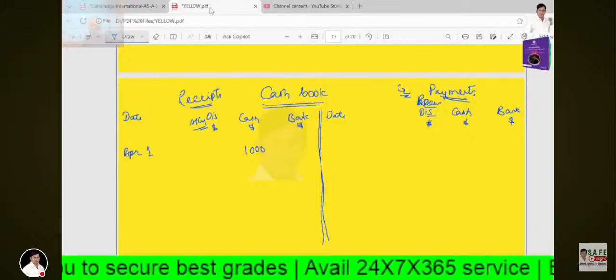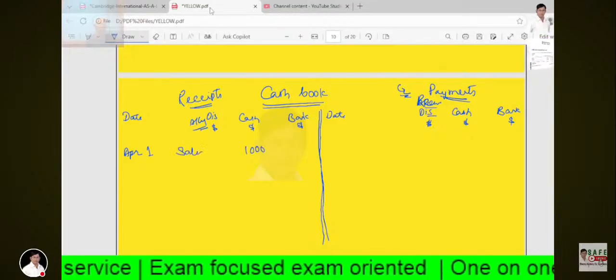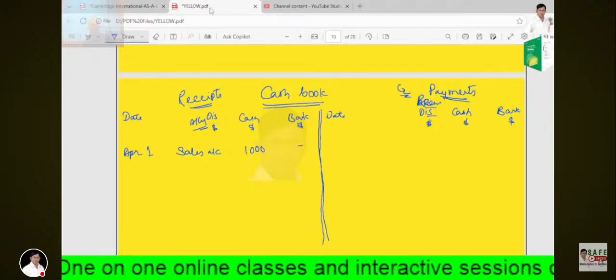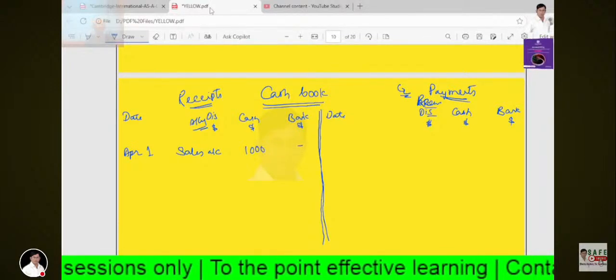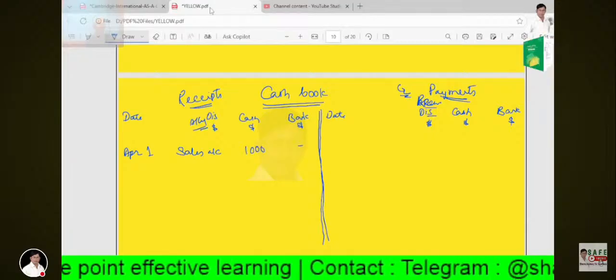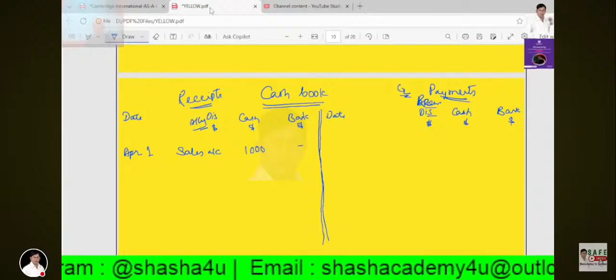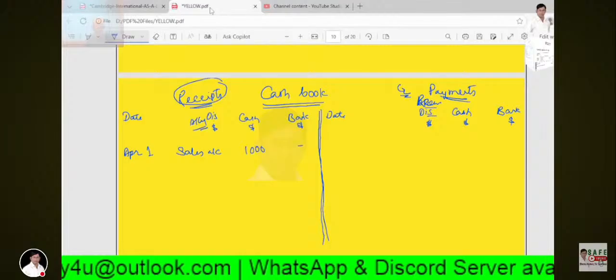So cash account, sales 1000. Sales account 1000. We receive cash upon sale, so we write here. Whatever we receive we have to write here, and whatever we pay we have to write there. This is just for you to remember.